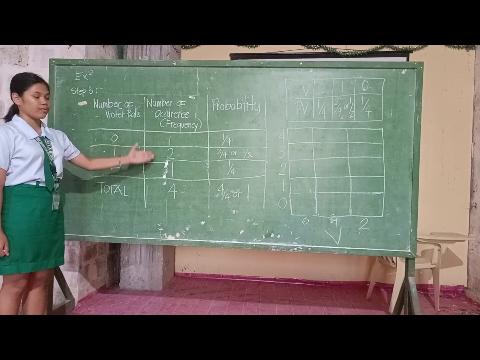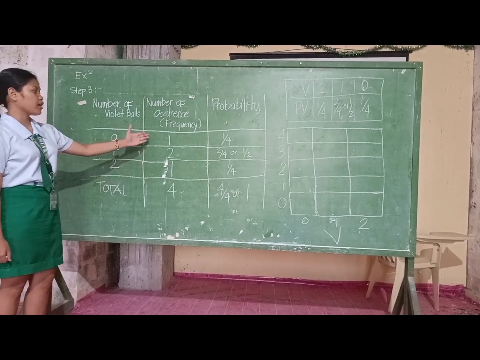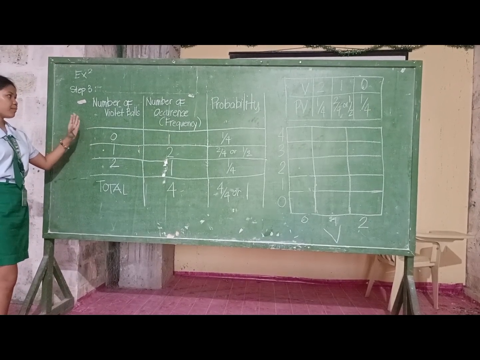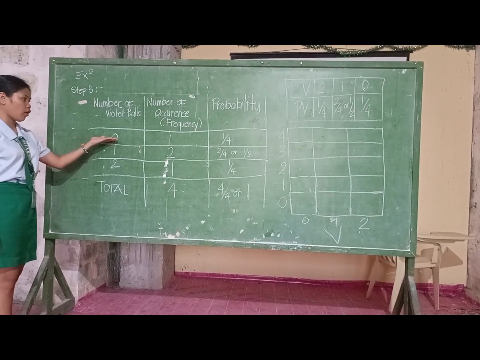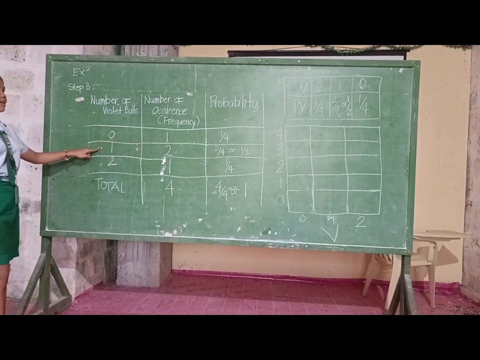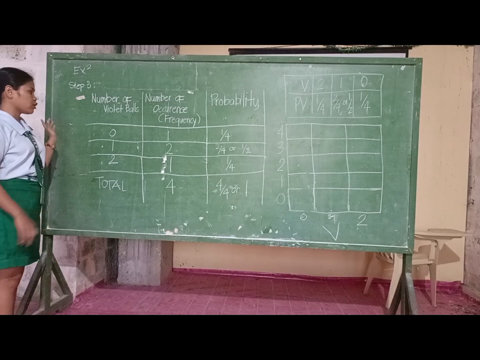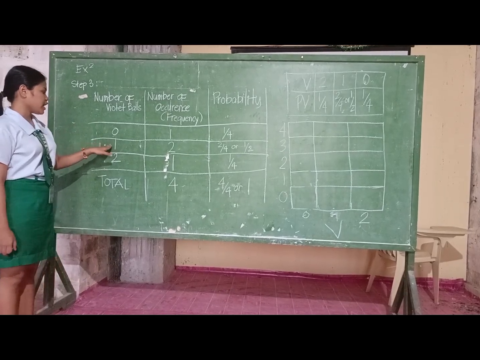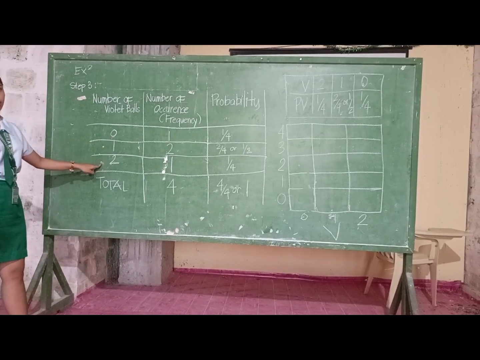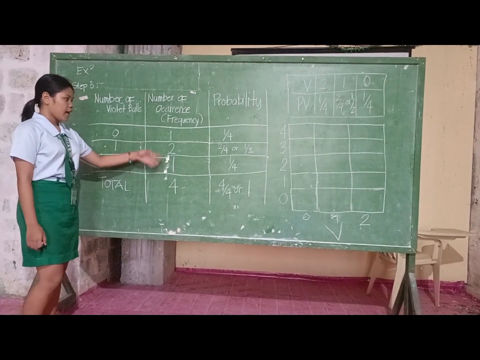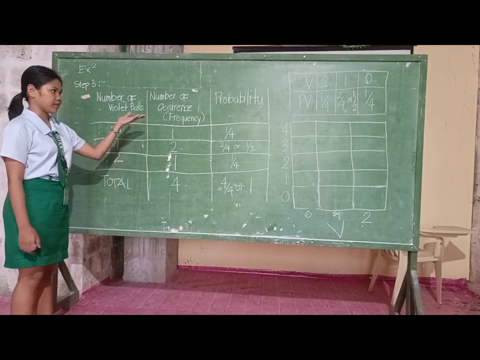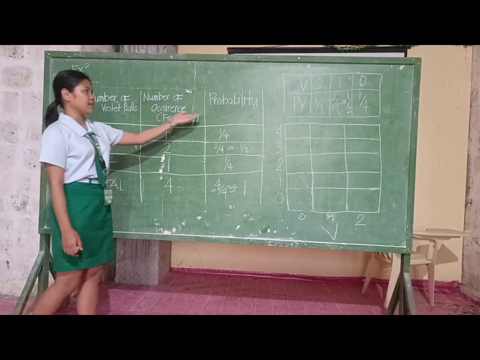Now we solve for how many times we see each number of violet balls. For 0, we see it once. For 1, we see it twice. For 2, we see it once. The total is 4. That is the number of occurrences, or frequency.